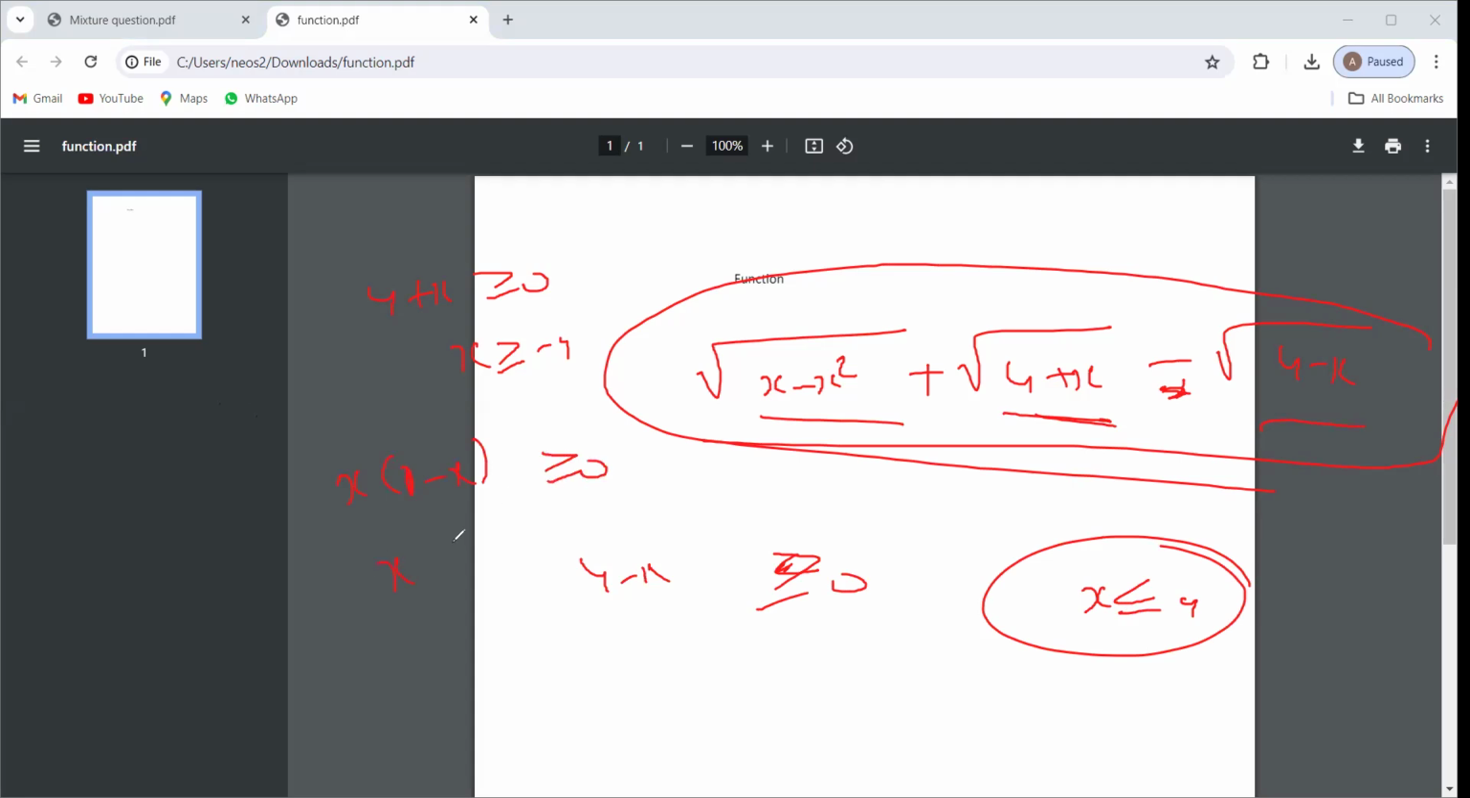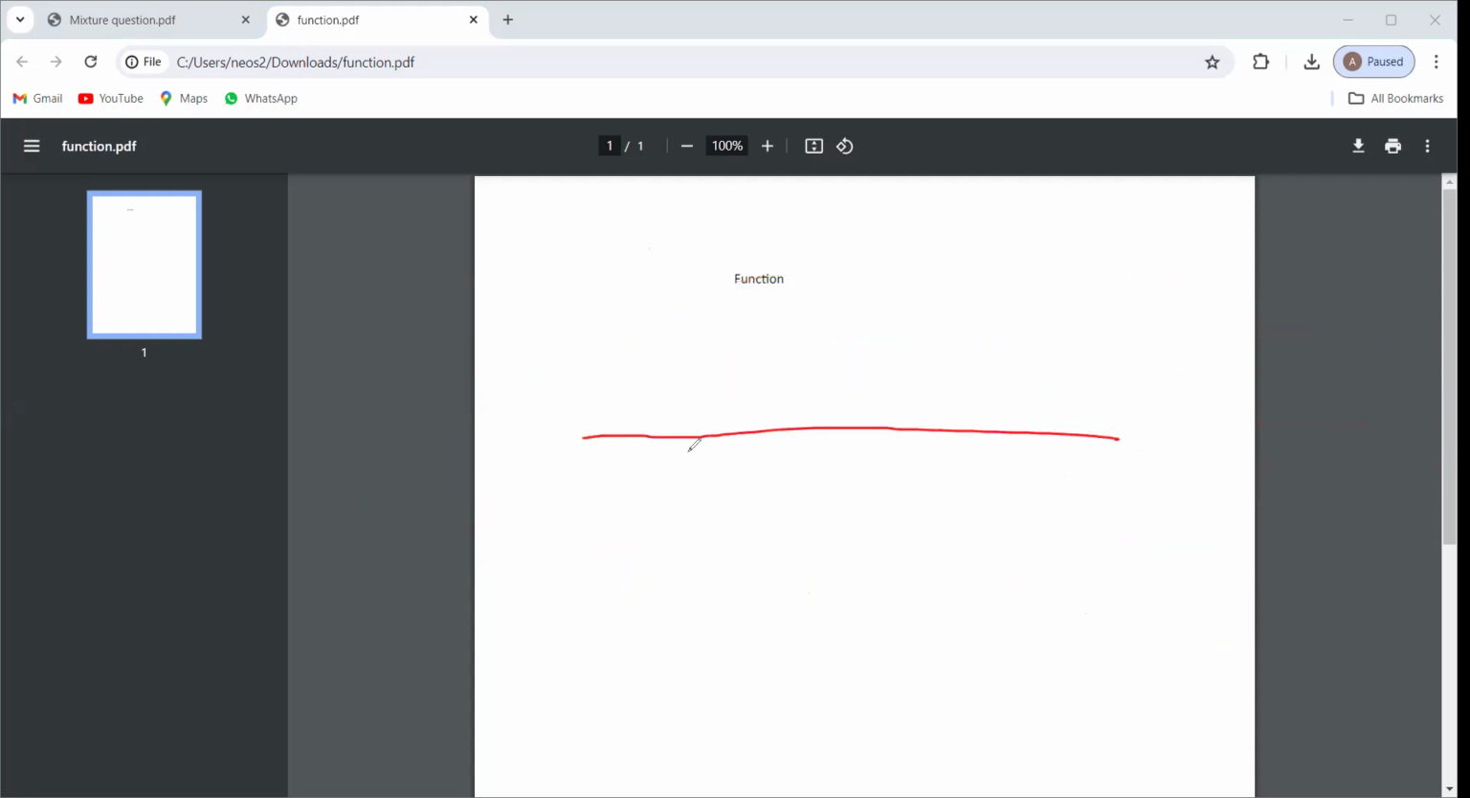x will be either greater than or equal to 0, or x should be less than or equal to 1, right? One says x is greater than or equal to -4, another says x is less than or equal to 4, and another says x is greater than or equal to 0 and x should be less than or equal to 1. So what will be the domain? Put the numbers first on the number line: -4, 0, 1, 4, right?